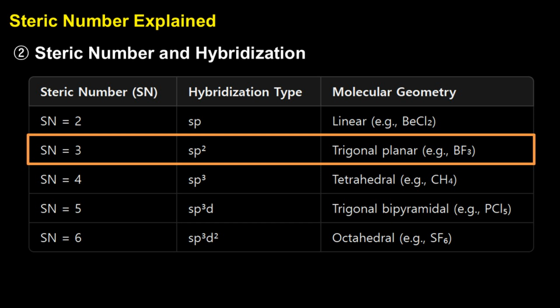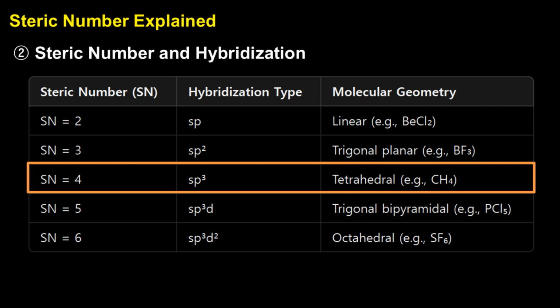When the steric number is 3, we get sp2 hybridization, which gives us a trigonal planar shape, like BF3, boron trifluoride. With a steric number of 4, the hybridization is sp3, and that gives us a tetrahedral structure. A classic example is CH4, methane.